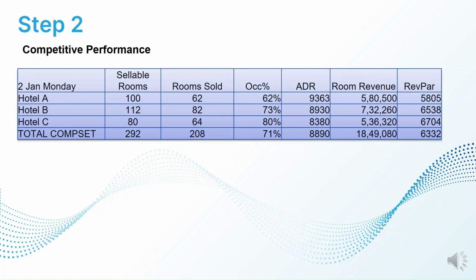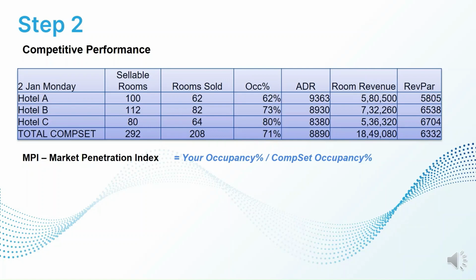And by using the matrices that we've learned earlier, which is occupancy percentage, ADR, and RevPAR, we've also calculated the comp set occupancy, ADR, and RevPAR. Now, the matrix that we're going to talk about is called MPI, or Market Penetration Index. Market Penetration Index gives a very clear understanding of what is our market share, which means that if the market has sold 208 rooms for a particular night, what was our share in that? In order to do that, we divide our occupancy by the comp set occupancy.